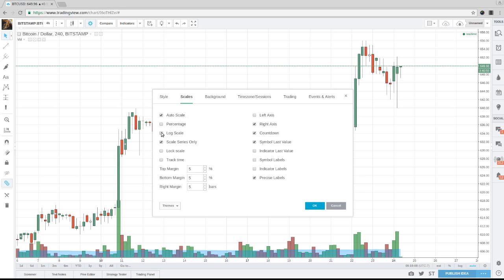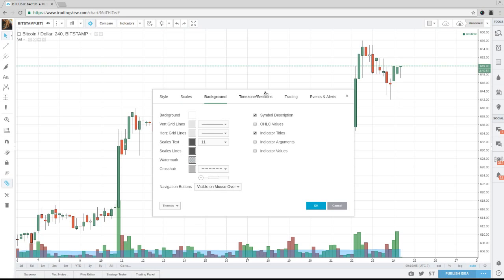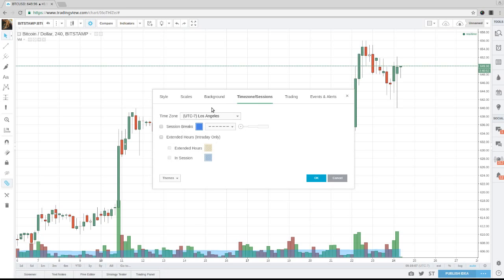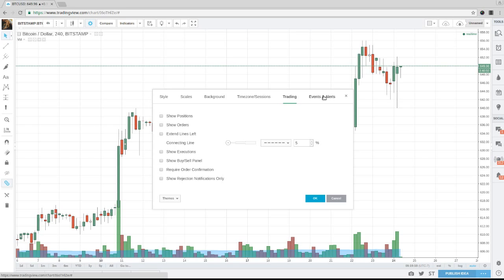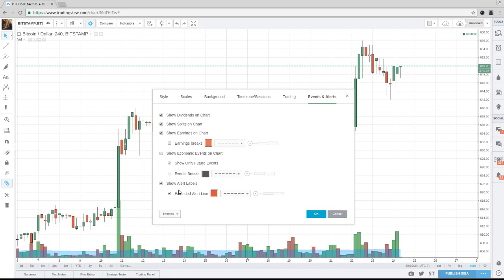So if you want to use a logarithmic scale, background colors, time zone, and there's also trading. So there is a built-in trading system which allows you to do trades with paper trades, so fake trades, and events and alerts. These don't really apply to Bitcoin. Dividends, splits, earnings. These are for traditional trading.